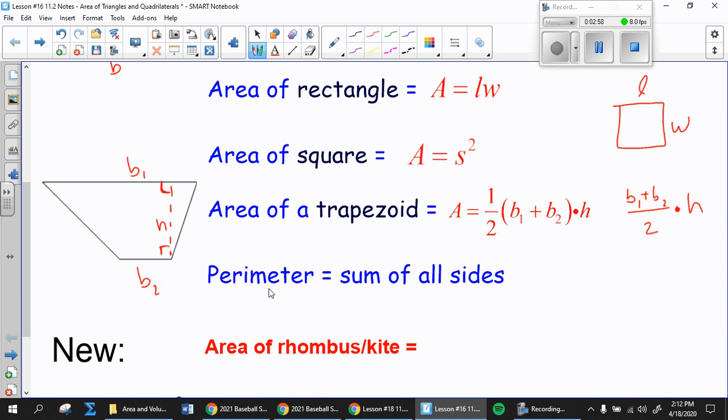Perimeter, remember, no matter what kind of shape you're doing, perimeter is simply adding up all the sides.